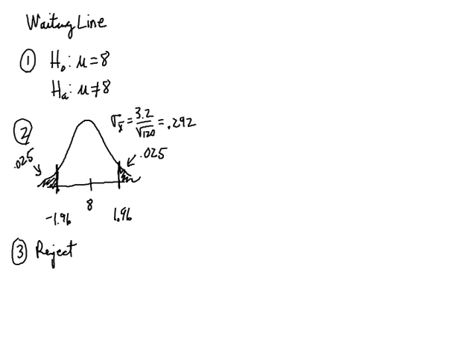Step 3 is our rejection rule. We will reject H sub 0 if our test statistic is less than negative 1.96 or our test statistic is greater than 1.96. In other words, we're far enough to the left to show that the average is actually less than 8, or we're far enough to the right to show that the average is greater than 8.